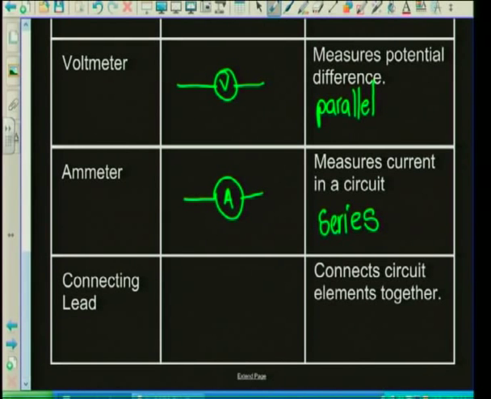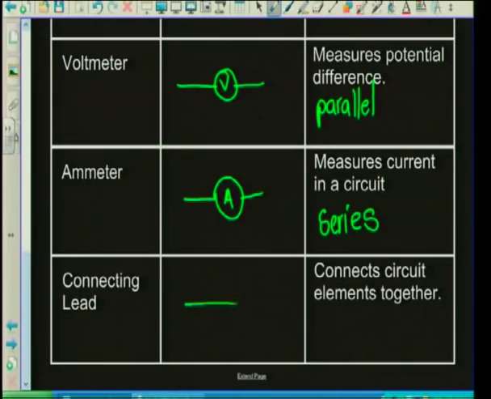If you connect a voltmeter in series, no current will flow. Okay, completely shuts it off. It's got such a high resistance, it just can't happen. If you connect an ammeter in parallel, no current will go through the resistor you've connected it over. Okay, it actually shorts your circuit. Then your connecting lead, this is really nice and easy, is a line. Wow, that was hard. Okay, so that's what connects everything together, and we're very excited about that.